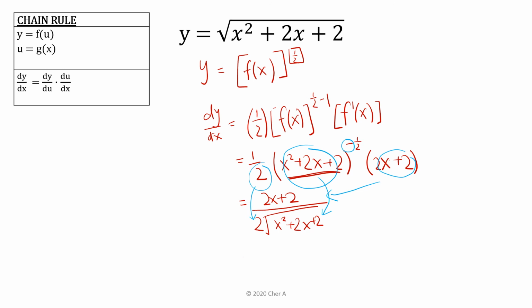And then I'll factorize my 2 out on top. Cancel out my 2, and my final answer will be x plus 1 over the square root of x squared plus 2x plus 2.